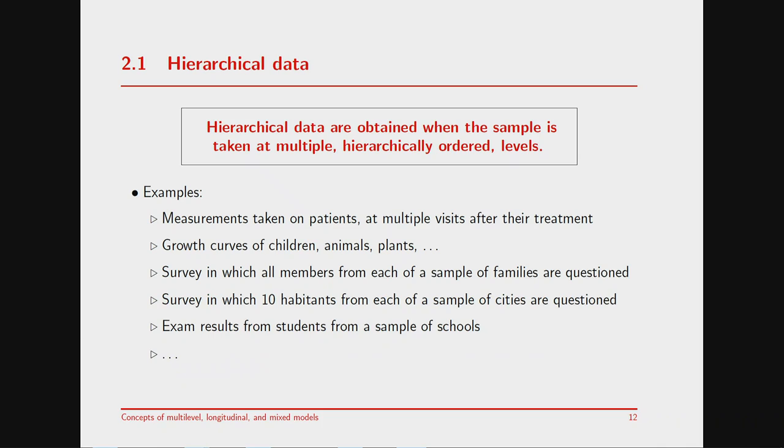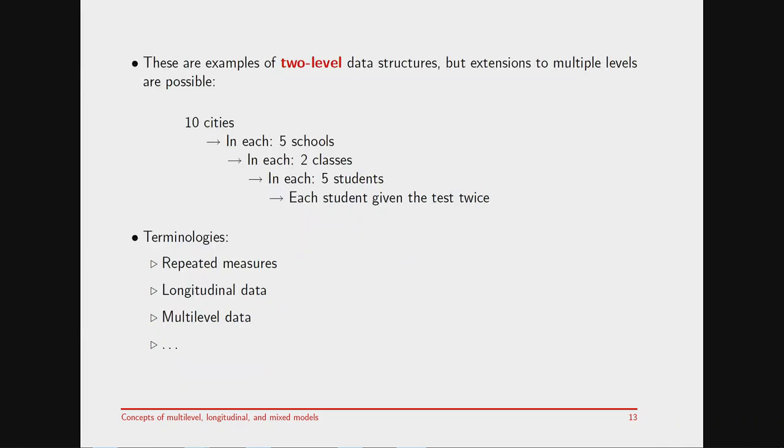But of course, you can extend that. Just think of the following. Suppose you randomly sample 10 cities. In each city, you randomly sample 5 schools. In each school, you randomly sample 2 classes. In each class, you randomly sample 5 students, and then each student would be given the test at the beginning of the academic year and at the end of the academic year. Then you have a huge database, but it's very much clustered.